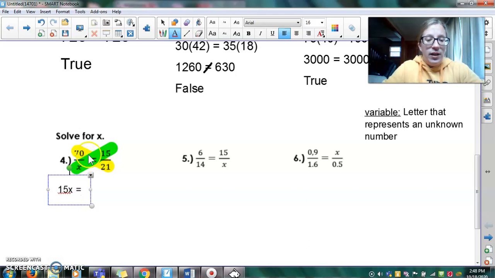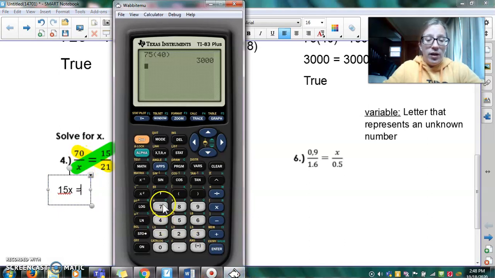Set an equal sign. On the other side, we have 70 and 21. Again, we're multiplying these. So I can put in my calculator 70 times 21, and I get 1,470.